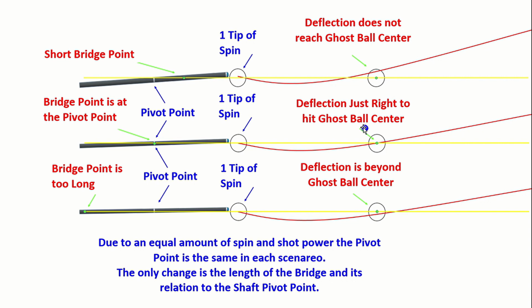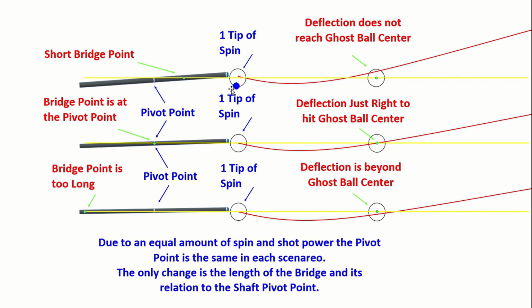In the top diagram, if your bridge is too close and you pivot around that bridge with backhand English, the cue ball, as shown, will not deflect enough to reach the ghost ball center. For example, if the bridge is closer to the tip than the cue's pivot point, the cue ball's deflection will finish near the ghost ball, but on the same side as the spin, before ghost ball center.